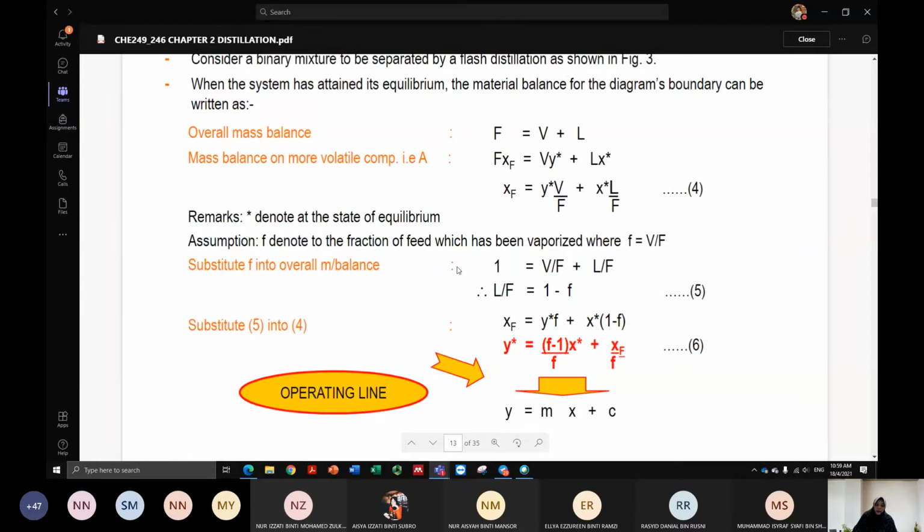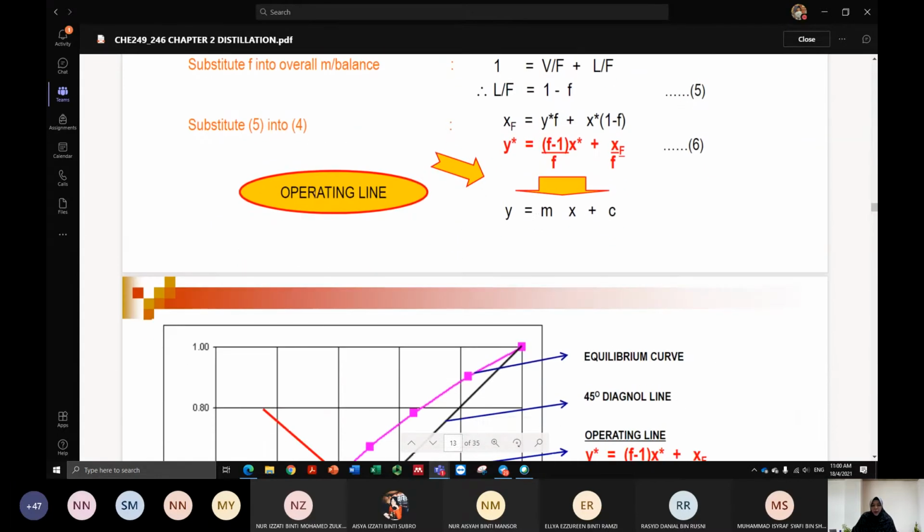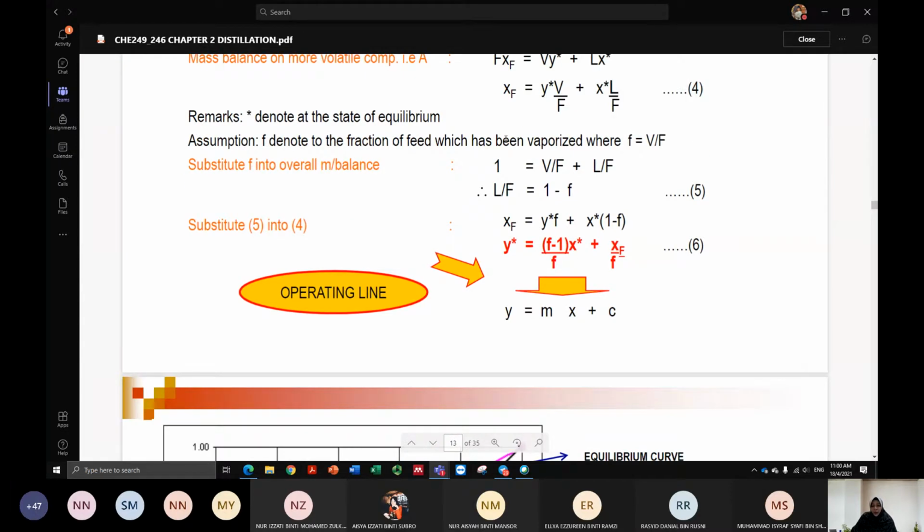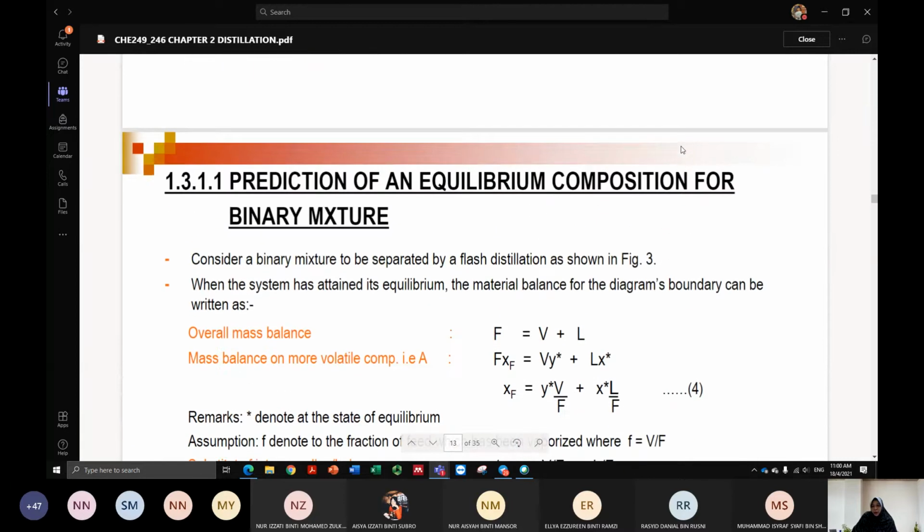All right. Based on the equations that we have developed, what we need is actually the operating line equation. You need to memorize this equation in the red color. How do we get this? We have introduced to you the symbol f here. What does it represent? This value of f is represented by the value of vapor divided by the value of the feed. So you can get it from here.